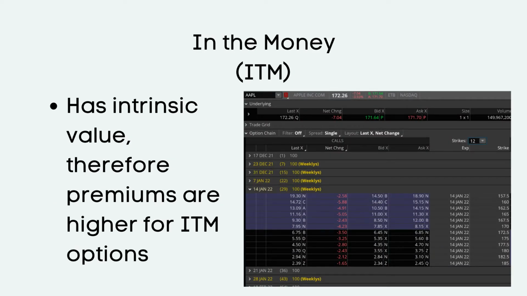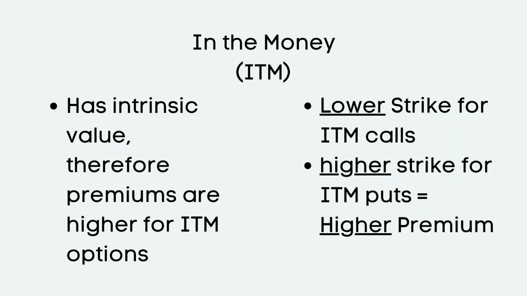In the money options carry intrinsic value, so their premiums are pricier than out the money options. If you look on the option chain, the deeper the contract is in the money, the higher the price. That means the lower the strike for calls and the higher the strike for puts.